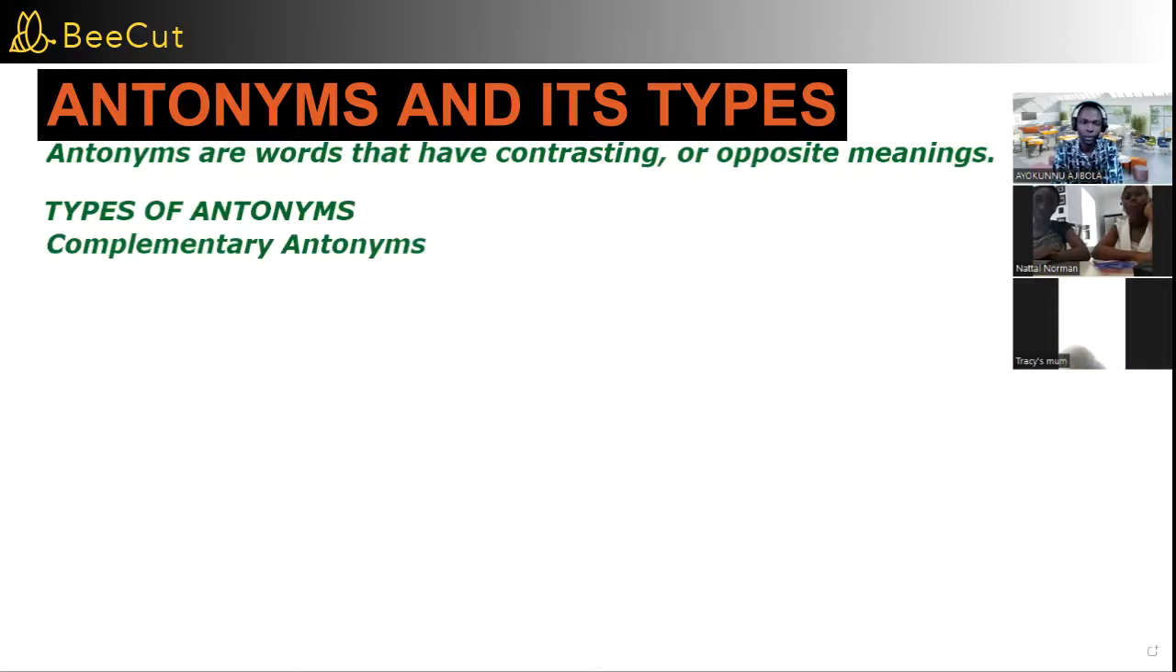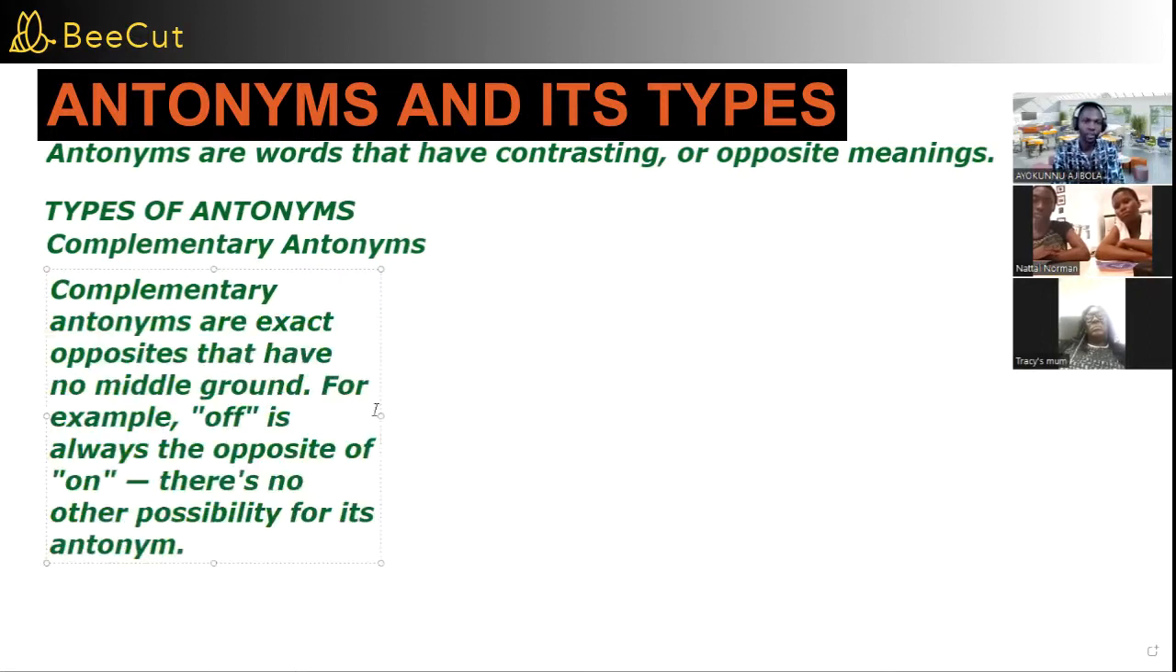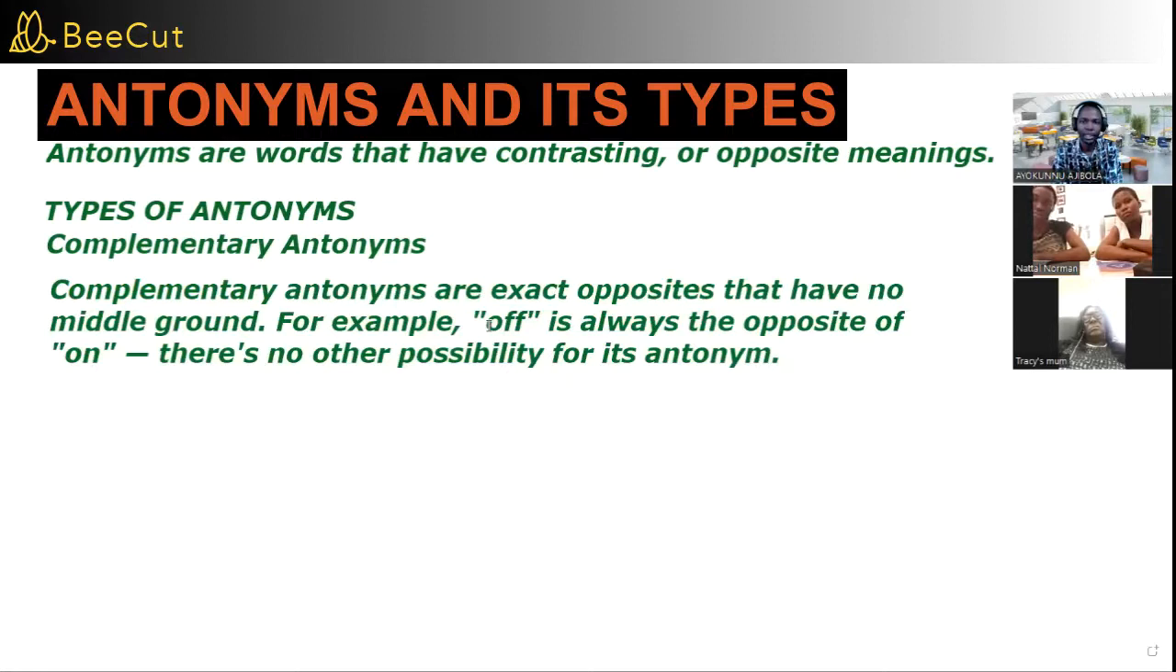It's just exact opposite. So, for example, off is always the opposite of on. There is no other possibility of its antonym. So, if you have an antonym where there is no other possibility apart from a particular word for the antonym, then you say such antonyms are called complementary antonyms. So let me put down the definition there. Complementary antonyms are exact opposites that have no middle ground, no alternatives. For example, off is always the opposite of on. There is no other possibility for its antonym. So these kinds of antonyms are called complementary antonyms.